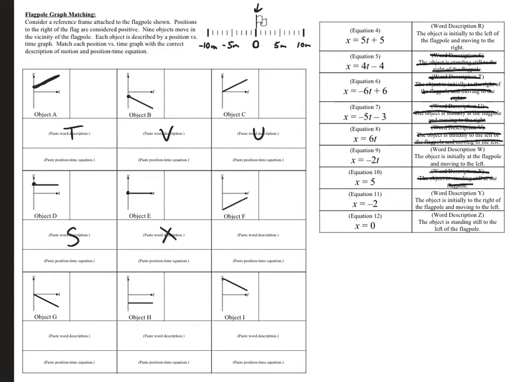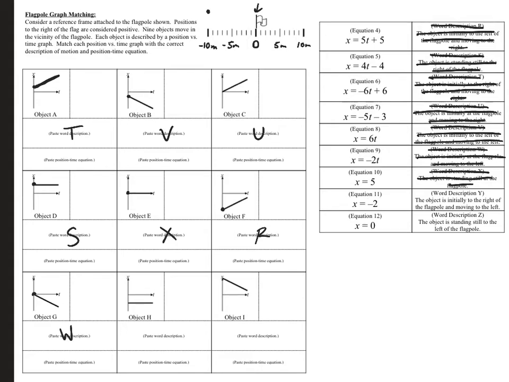All right, object F starts negative, so it's starting over here, maybe at -10, but it's sloped upward, so it's moving in a positive direction. If it's sloping upward, it is moving to the right, so it starts to the left of the flagpole, and it's moving to the right, which is word description R. And don't worry, I'll erase all these scratch outs in a second so we can get the key in its fullness. Object G starts at 0, starts at the flagpole. The line is sloped downward, so it should be moving left. That looks like word description W. Object is initially at the flagpole, moving to the left.